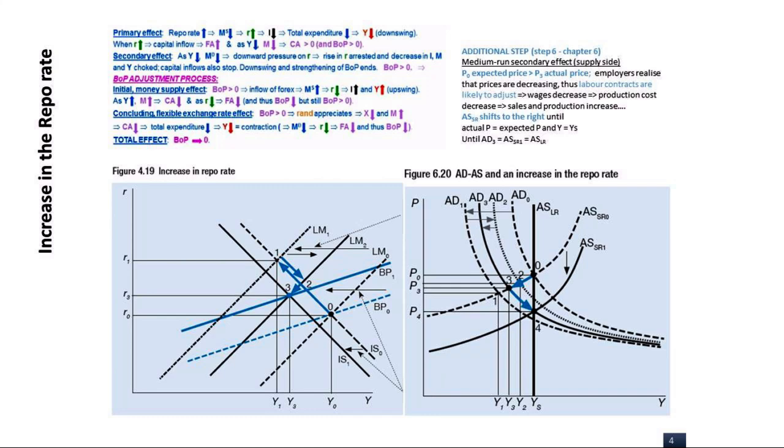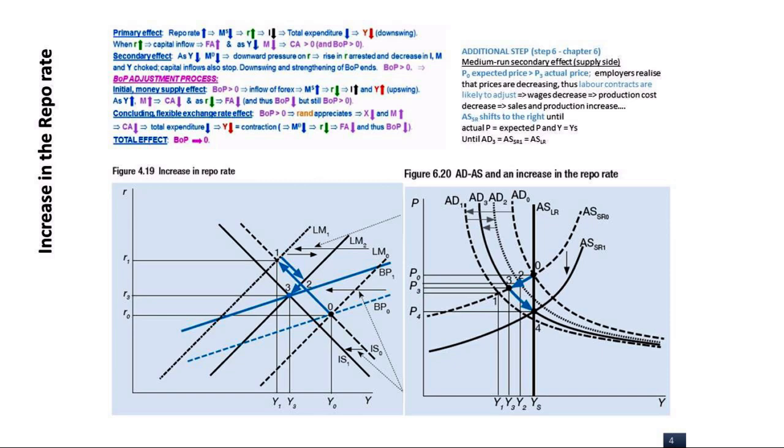Now what happens is that this inflow of foreign money increases the money supply, moves the LM curve to the right from LM1 through to LM2, and you can see this again mirrored in the move of the AD curve from AD1 through to AD2 to the right. So again, that's an increase in demand. Because interest rates are now lower, investment is slightly higher, spending is slightly higher, and incomes are slightly higher.